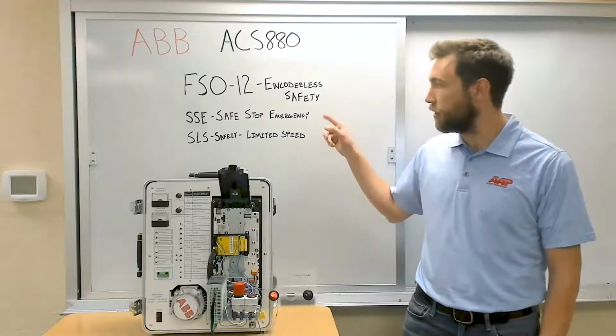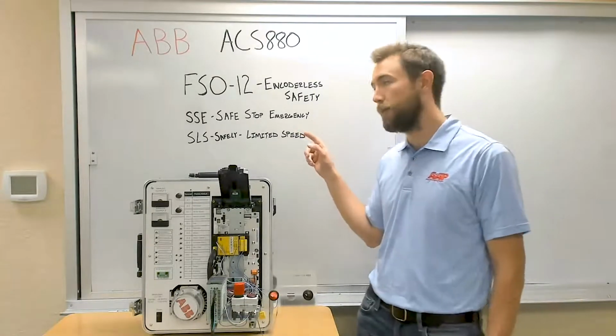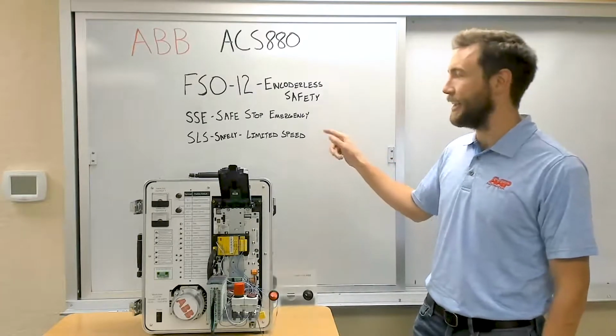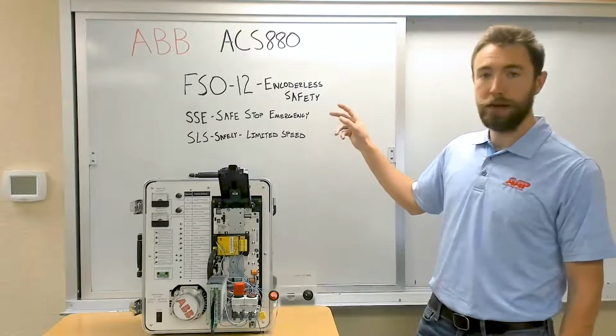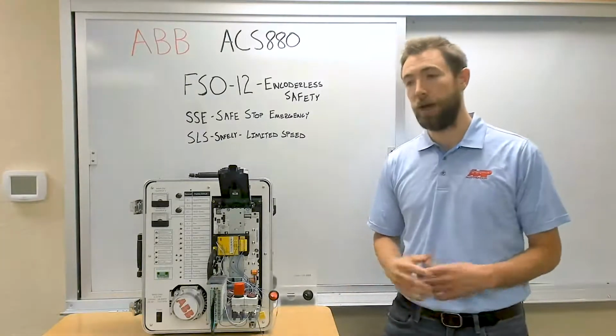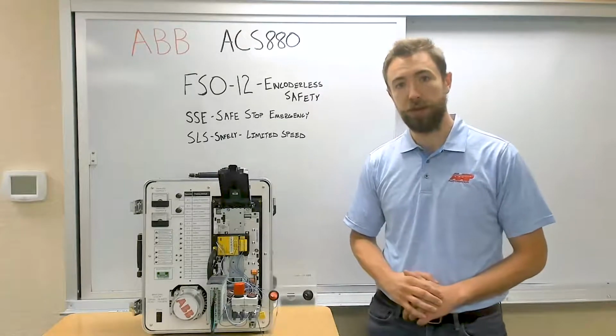And today we're focusing on two of the setups you can use with this FSO module. First is SSE, Safe Stop Emergency. And the second is SLS, Safely Limited Speed. Both of these can attain a SIL 3 or PLe rating without an encoder or feedback device. So let's get into the Drive Composer Pro side and show you how to set it up.